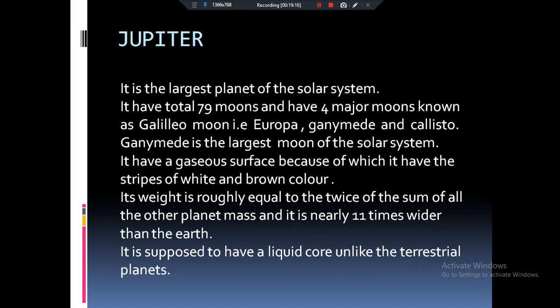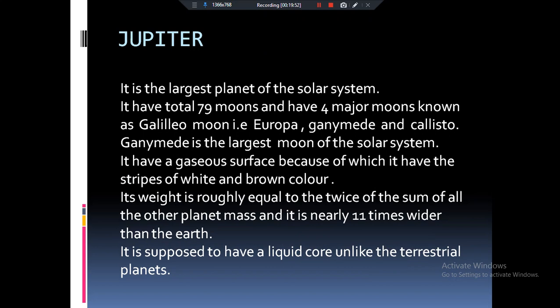Also, its surface is not constant as it is gaseous in nature, and that's why Jupiter is also known as the gaseous planet. It has 79 moons, which are also known as the Galileo moons, because these were found by Galileo. The main 4 moons are Io, Europa, Ganymede and Callisto. Ganymede is the largest moon of the universe.